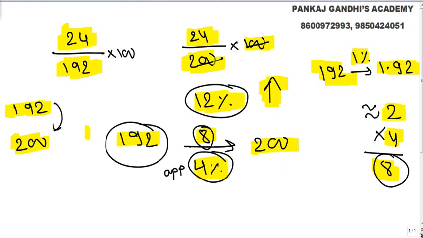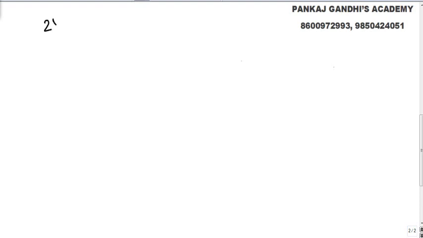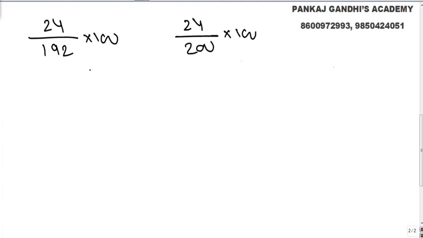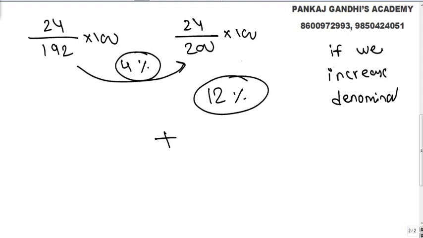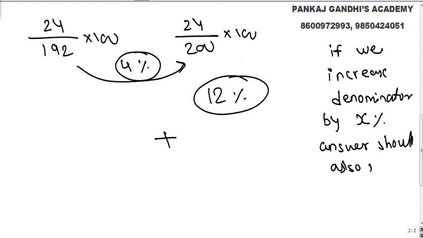So if we have changed the denominator by 4%, the answer should also be changed by 4%. The question was 24 upon 192 into 100. We just saw the denominator increase is nearly 4% and we got the answer. This answer should also be changed by the same percent. If we increase the denominator by X%, the answer should also be increased by X%.